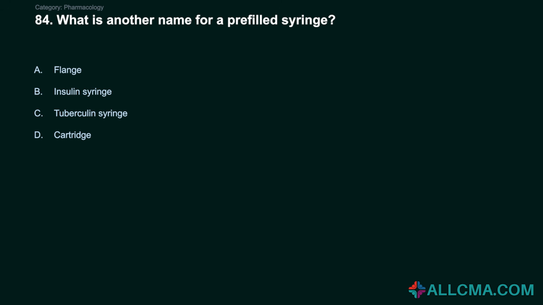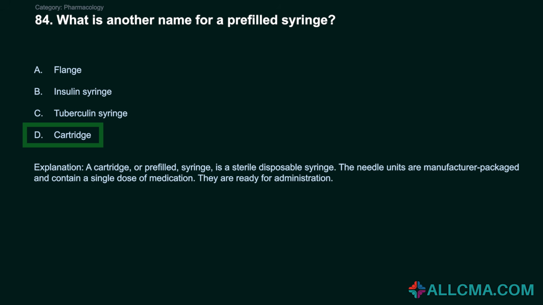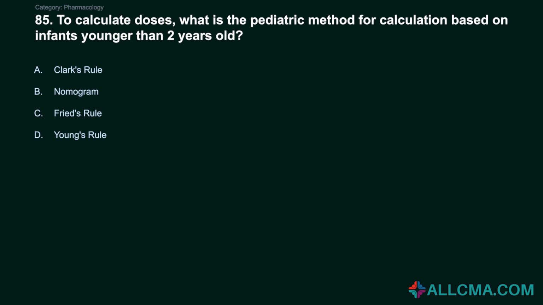84. What is another name for a pre-filled syringe? A. Flange. B. Insulin syringe. C. Tuberculin syringe. D. Cartridge. Correct answer, D. Cartridge. A cartridge, or pre-filled, syringe, is a sterile disposable syringe. The needle units are manufacturer packaged and contain a single dose of medication. They are ready for administration.